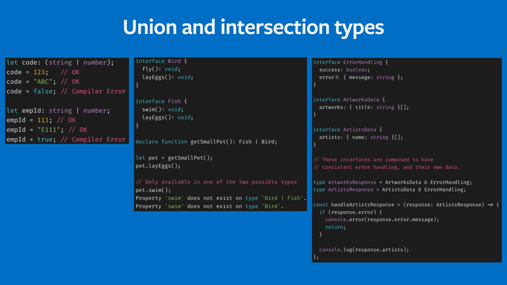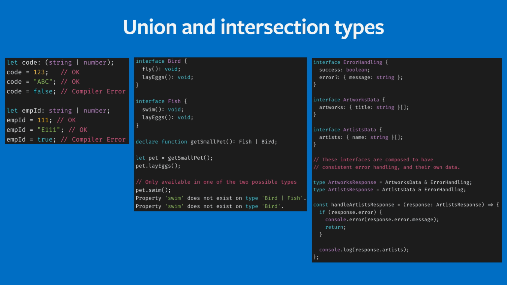The same goes for intersection. Basically, if you declare an interface ErrorHandler with a required property success and an optional property error, equal to an object with one property message, then you specify ArtworksData and ArtistData with two properties, artists and artworks, which is an array of objects with title or name. After that, we specify a type ArtworksResponse, which will contain properties from both ArtworksData and ErrorHandler. So it will have a required property success, a required property artworks, and also an optional property error. In this case, we can specify the response like this, and it should work fine.